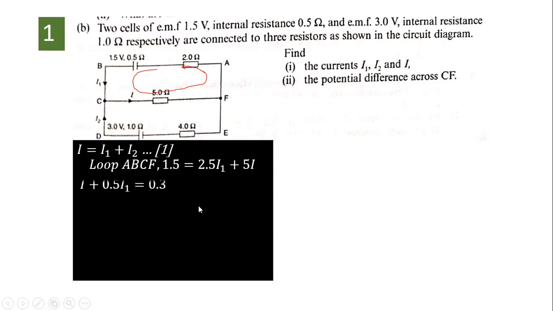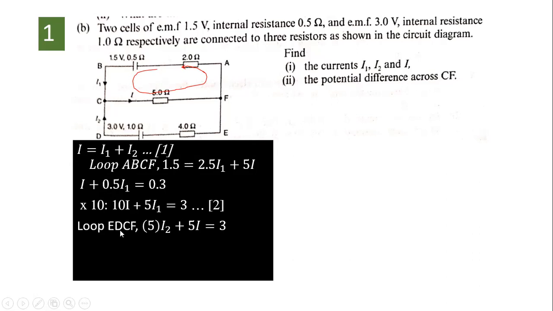Then you can simplify it right here by 5. Right? I'm just taking this to the other side. By 5, 0.5. By 5, 0.3. And then I need this one to be 5, so I multiply by 10. Call that equation 2.